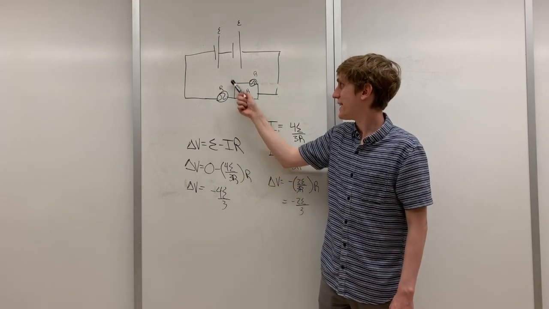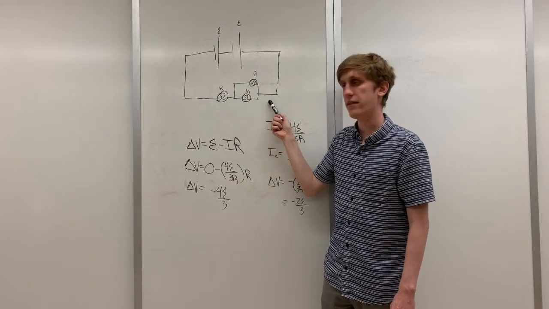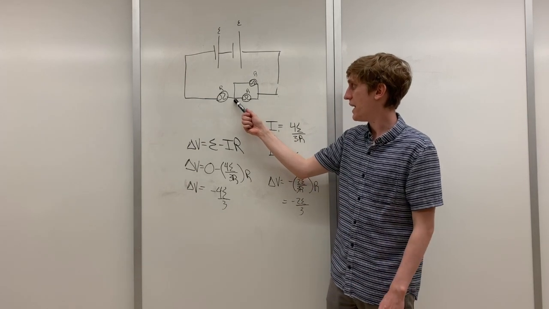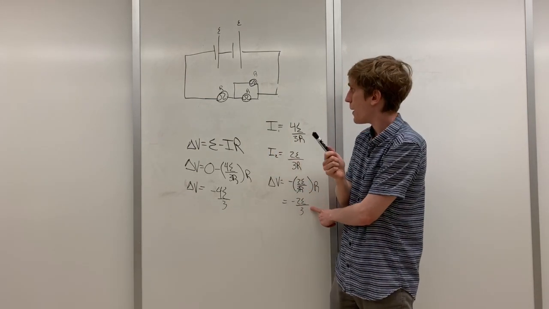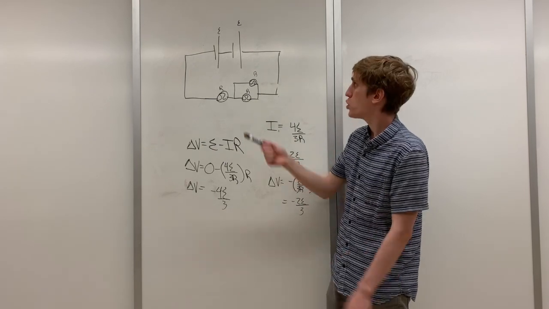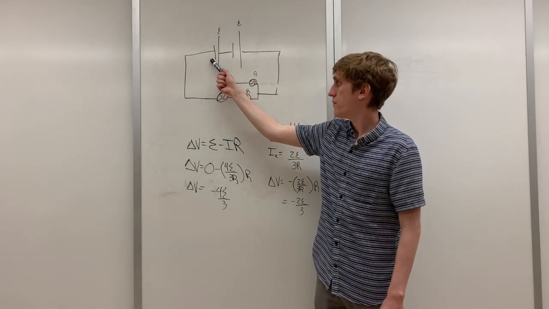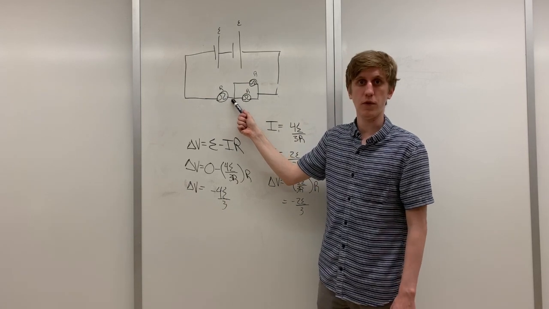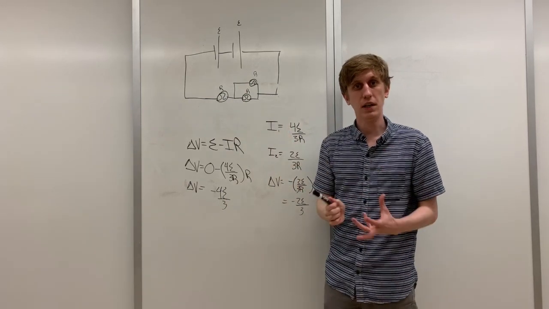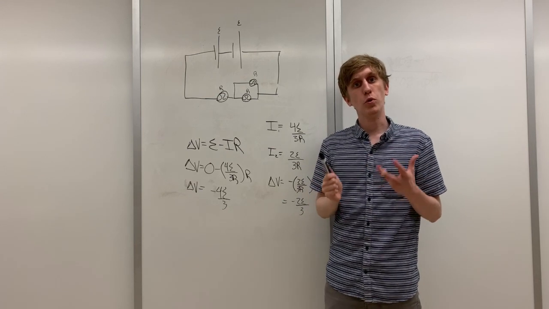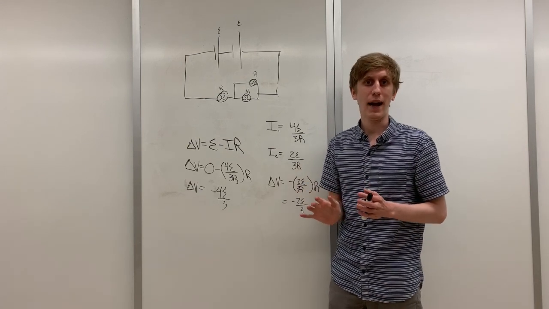Next, we either take this path or this path. No matter which path we take, we get a change in voltage across the light bulb of negative 2 epsilon over 3. So we have 2 epsilon minus 4 epsilon over 3 minus 2 epsilon over 3, which just equals 0. And so the loop rule shows us that our numbers work out.